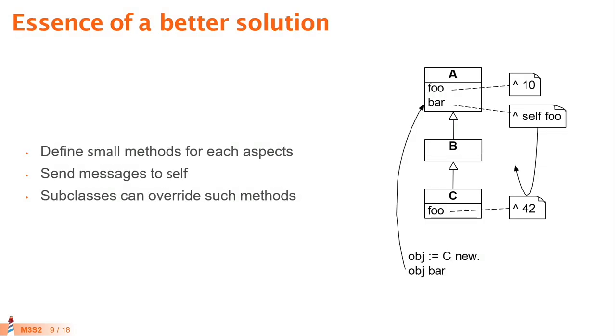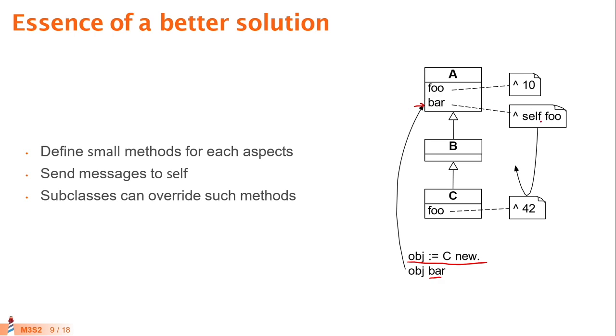So what is the essence of a better solution instead of duplicating code? This is something that we already saw in previous lectures. The idea is to define small methods and to have a hierarchy of classes. For example, here I define a new object, an instance of the C class, and I send it a bar message. If you remember the lookup, it means that the method is looked up in the hierarchy chain, and then we will find the bar method in the A class.